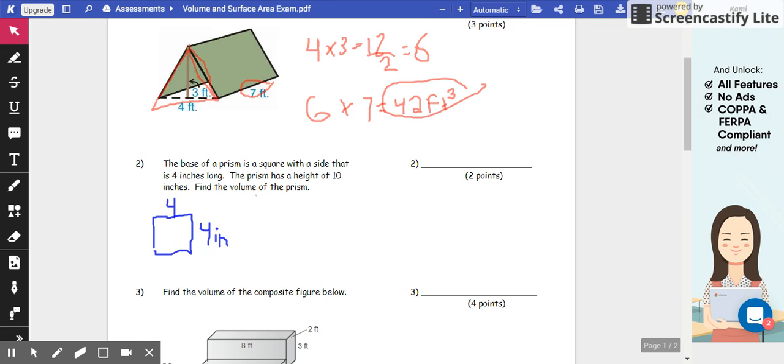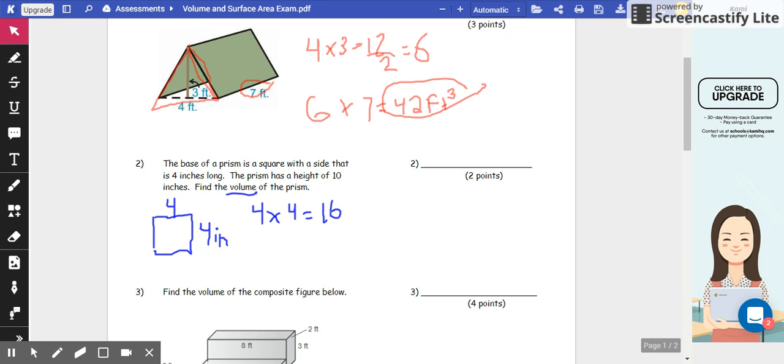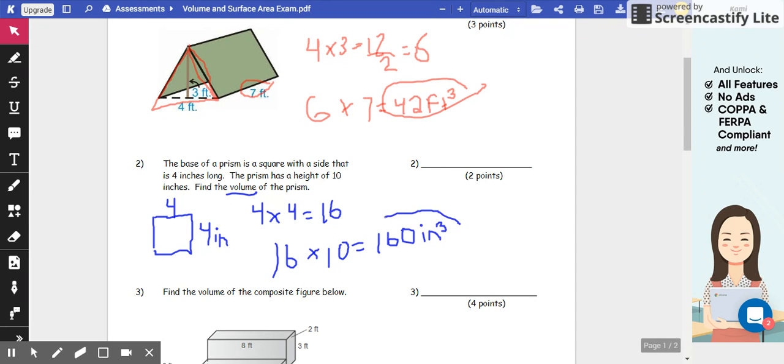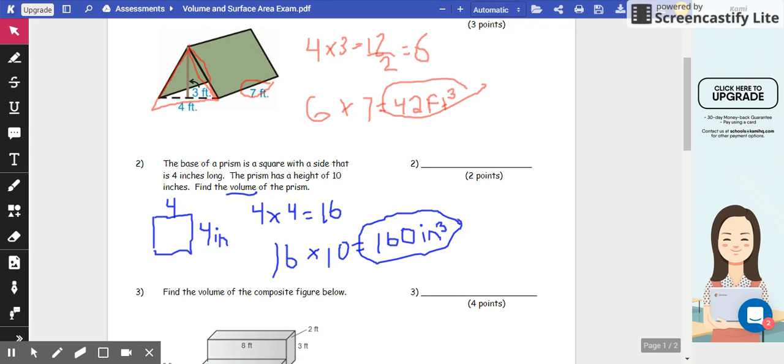If we're trying to find the area of the base first, because our goal is to find volume, we're going to do 4 times 4, because that's our length and our width of our square, which gives us 16. Okay, so next for volume, we have to take the area of the base, which is 16, and times it by the height. They tell us our height is 10, so 16 times 10, and that's going to give us 160, and that would be inches cubed. And I'm going to circle that, so this would be our correct answer.